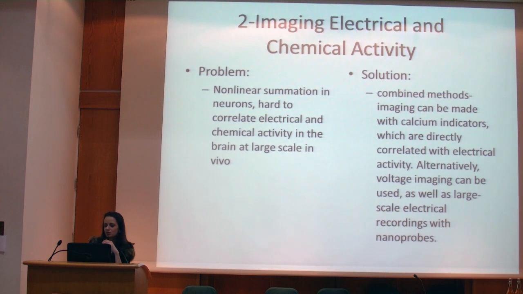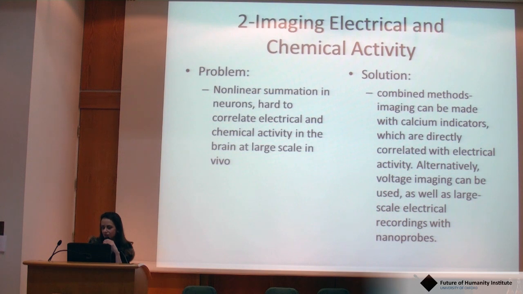So the second problem was coupling electrical and chemical activity. So we had the problem of nonlinear summation in neurons. This is hard to explain in vivo, and especially at the large scale. So nowadays the solution would be that many calcium indicators have been developed. So calcium indicators can basically show what's happening with that action potential with the sodium coming in. And it's actually showing this as a direct function of it.